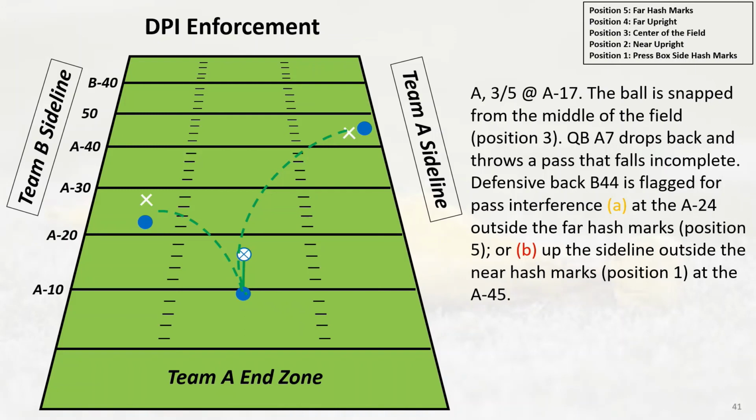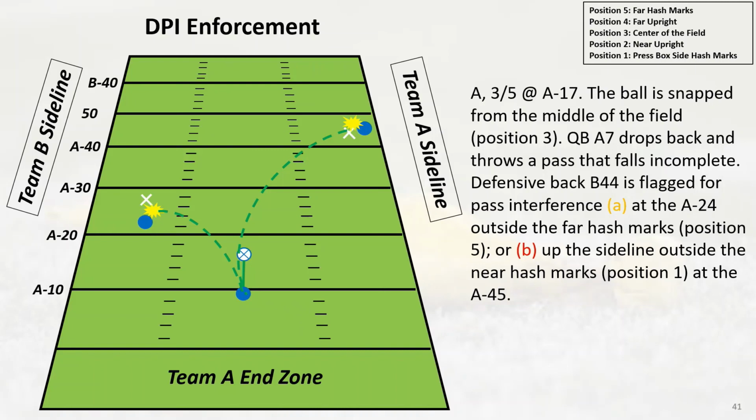Now, we look at our question. The quarterback drops back, and he throws a pass that's incomplete. So we just have one play type during this down, a pass play, no run play. But we have a couple fouls. We have pass interference at the 24-yard line, or in a separate play, we could have pass interference all the way up the hash marks near position 1 at the A45. So we've laid out that visual for you guys.